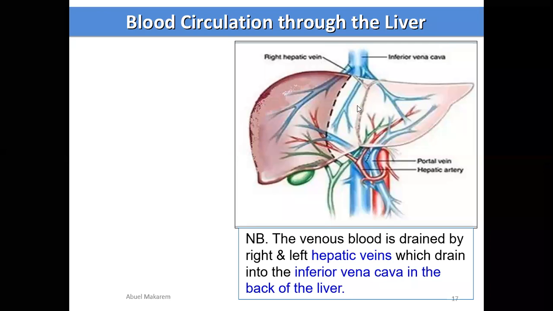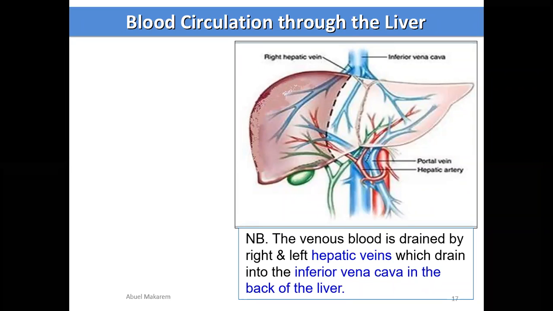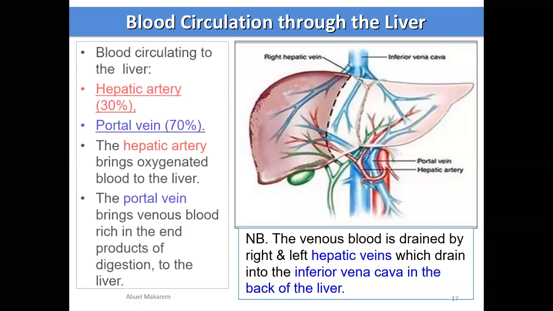Okay, now we'll talk about the blood circulation through the liver. The blood circulation of the liver is very unique. If you study the blood circulation, it is a very unique blood supply. So the venous blood is drained by the right and left hepatic veins, which drain into the inferior vena cava in the back of the liver.